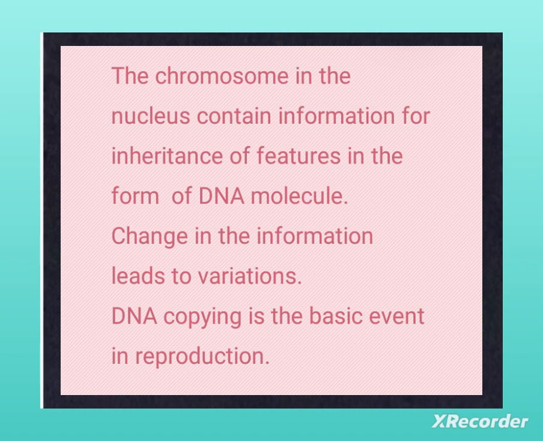As you already know that the chromosomes in the nucleus of a cell contain information for inheritance of features from parents to the next generation in the form of DNA molecules. So, this DNA is the information source for making proteins. If the information is changed, different proteins will be made, leading to altered body designs. So, creation of a DNA copy is the basic event in reproduction.